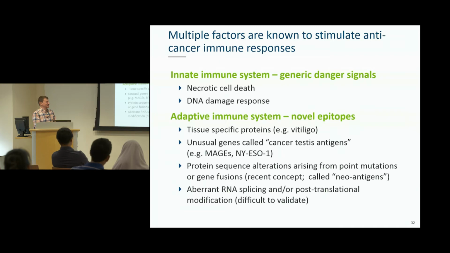But those are pretty non-specific, and it's hard to imagine how the immune system would chase down every last tumor cell with these kinds of vague danger signals. So what people tend to be most focused on is the adaptive immune system, T cells, and their ability to recognize specific peptides. And I would say there are about four different main classes of peptides that people pay attention to within this field. So the first is tissue-specific proteins.